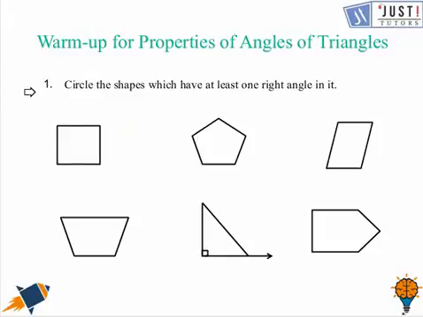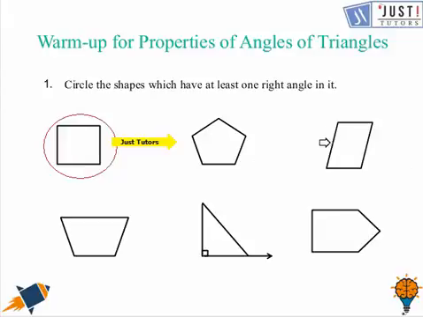So in this question we have to circle the shapes which have at least one right angle in it. The first shape which we have here is a square. And as we know that square has 4 right angles, so we can circle it. The next one we have is regular pentagon. All the angles are more than 90 degrees or obtuse angles, so it is not having even a single right angle.